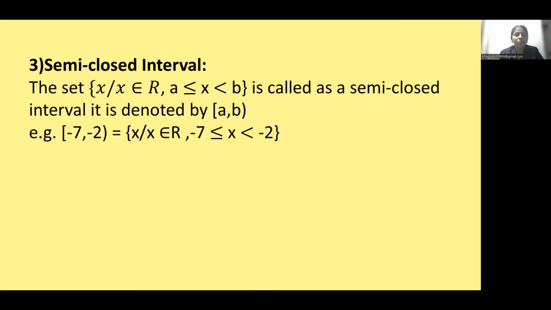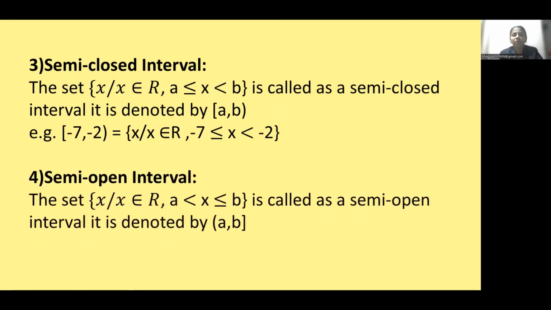Okay. So this is a semi-closed interval. Then the next type is semi-open interval. The set of x such that x belongs to R, a less than x less than or equal to b, is called a semi-open interval. It is denoted by open a, close b.